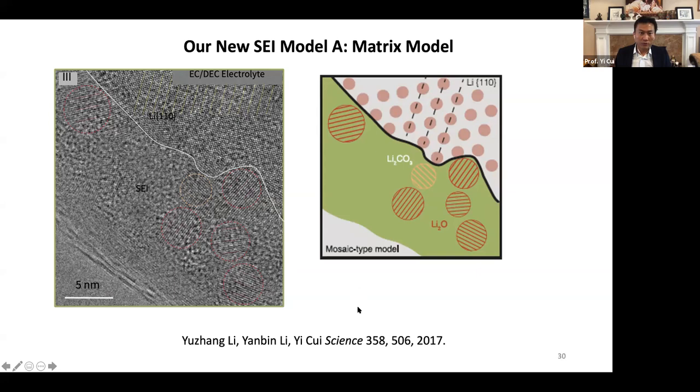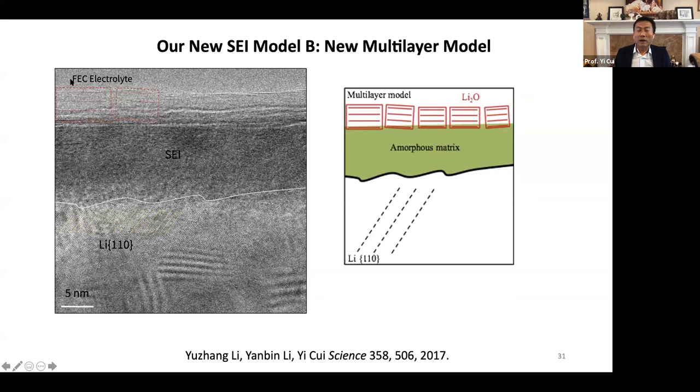Then as soon as you add an additive, 10% FEC, fluorinated ethylene carbonate molecule, the whole SEI structure changes. In the battery industry and battery research labs, additives are commonly used to build a stable interface to extend your battery life. FEC is a famous molecule. It becomes a bilayer structure. The bottom layer is more amorphous. On the top layer, you see this beautiful inorganic coating. That's lithium oxide. That's just amazing. This is now a multi-layer type of model.